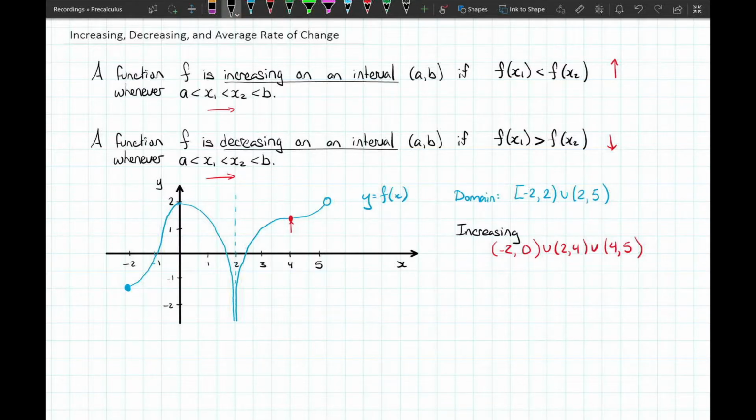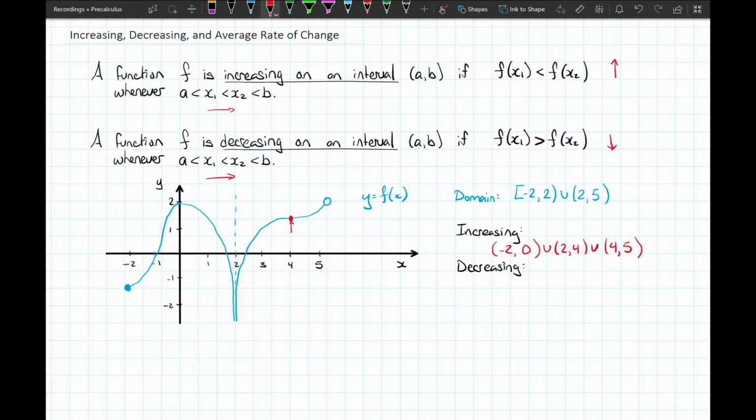Now, what about decreasing? With decreasing, it's not necessarily that whenever a function is not increasing, a function must be decreasing. A horizontal function is neither increasing nor decreasing. That would just be a constant function.